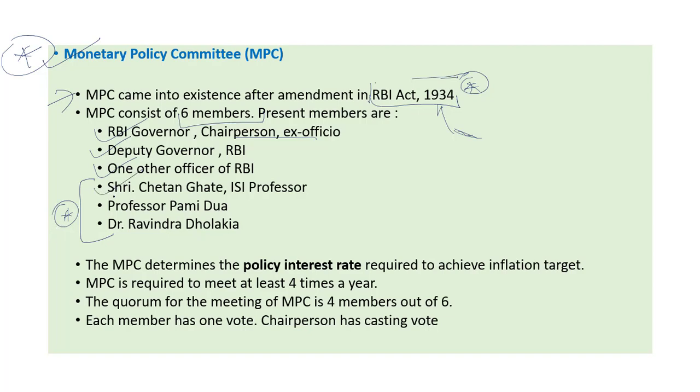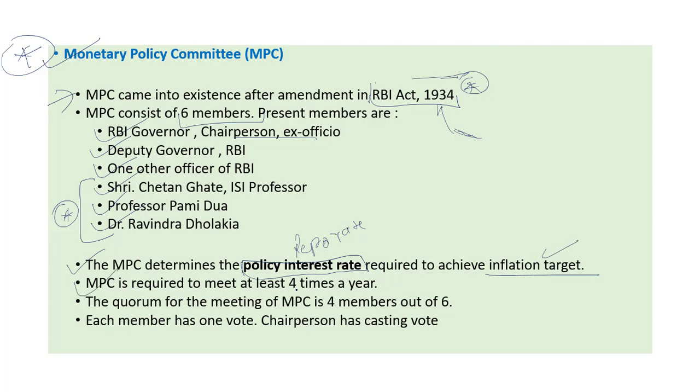Mr. Chetan Ghate is one of the members. Professor Pami Dua is a renowned professor. Then Dr. Ravindra Dholakia, also a renowned professor from IIMs. The Monetary Policy Committee determines a policy interest rate. So this is the main function. Policy interest rate means repo rate, right? In India it's the repo rate, required to achieve the inflation target. So the main purpose is to control inflation in a range.